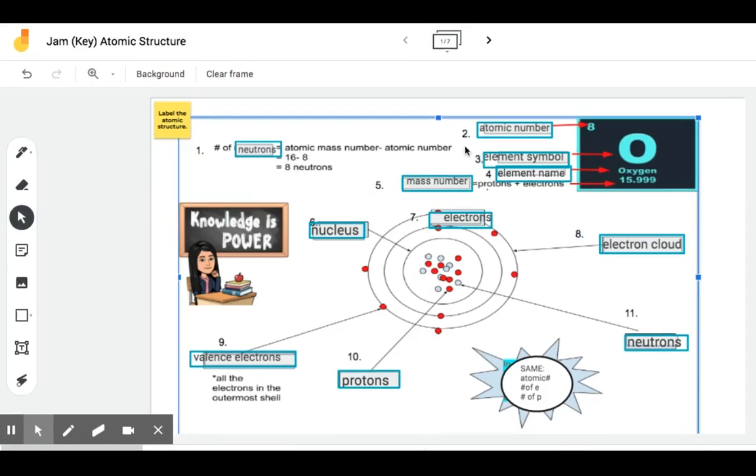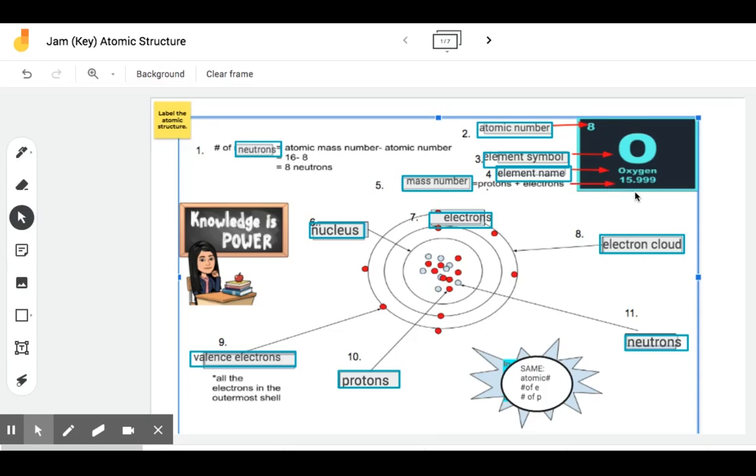You're given here an element, oxygen. Oxygen has a symbol O, the atomic number is 8, and then oxygen has mass number 15.999, which is to be rounded off, this will be 16. Okay? The number of neutrons for oxygen is 8.